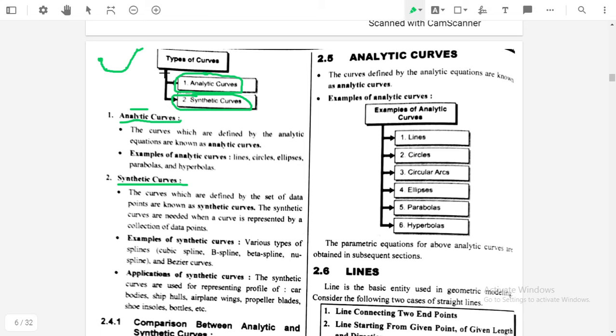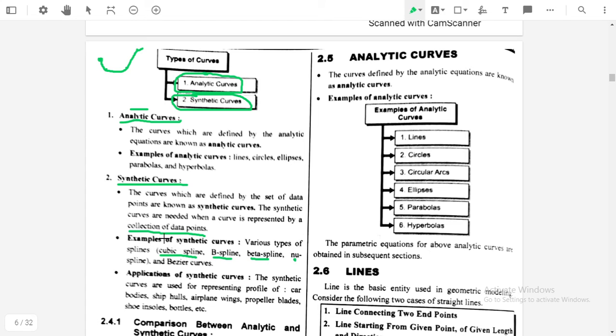We are given some data points, and the curve which is passing through them is called a synthetic curve. The synthetic curve is needed when a curve is represented by a collection of data points. What are the examples of the synthetic curve? The cubic spline curve, beta spline curve, B spline curve, NURBS, Bezier curve.